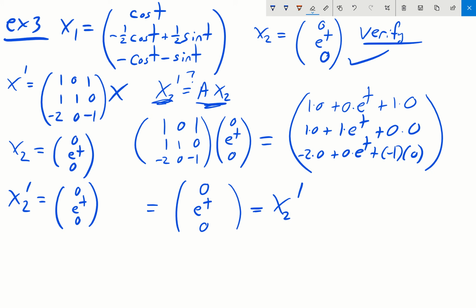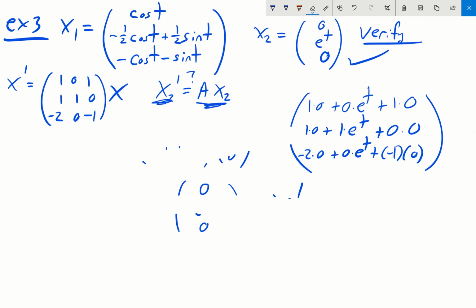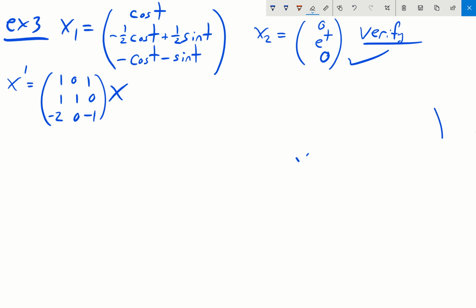Let's now go through and show that x1 is also a solution as well. Again, just like with any other object being a solution, you need to plug it in and see if it makes a true statement. So we now want to check, is it the case that x1 prime is equal to A times x1? We have x1 here, so I'm not going to recopy it, but we do need the derivative of this.